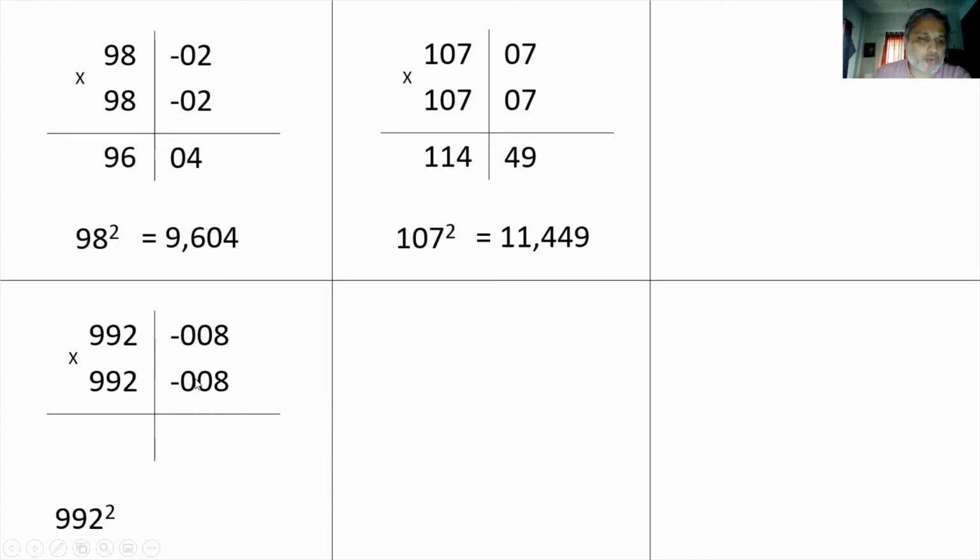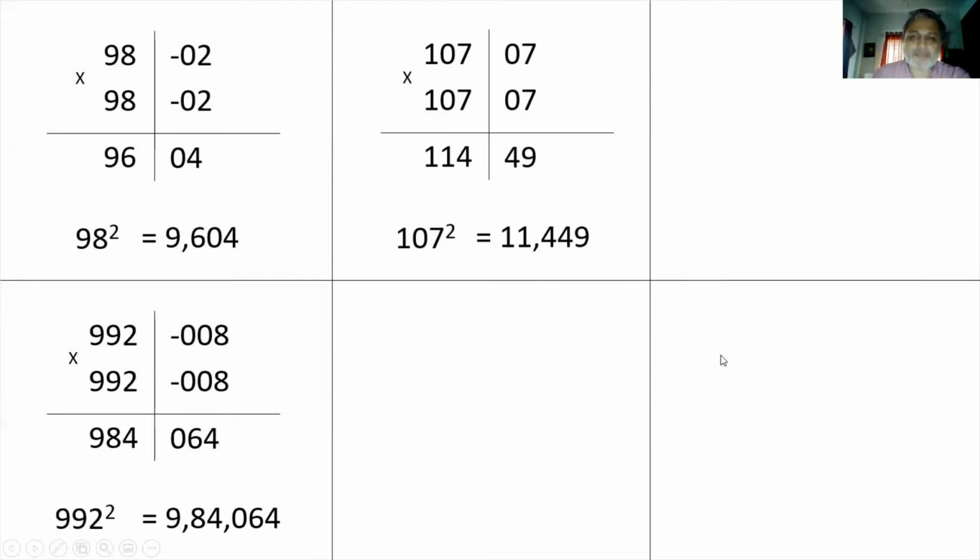Next step is you have to add the cross numbers. So 992 plus minus 008. That means you have to subtract 8 from 992, so what you get is 984. And then you have to multiply the distances from the base. So minus will become plus. 8 eights are 64, but that we write in 3 digits, so 064. And that is your answer for the square of 992. It is 984064. That is the square of 992.